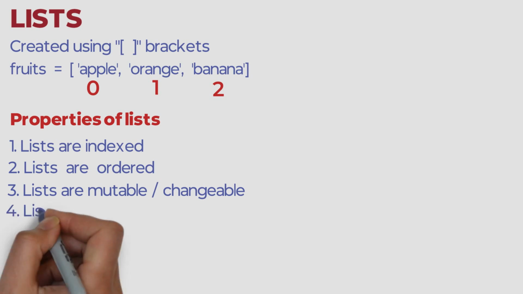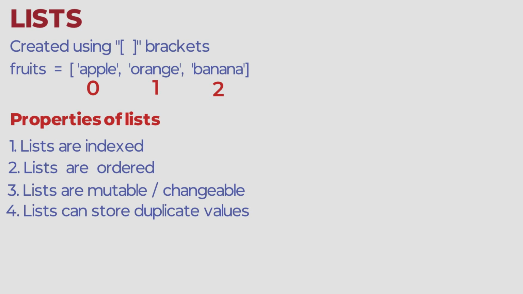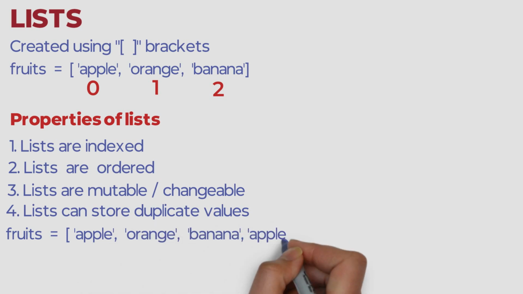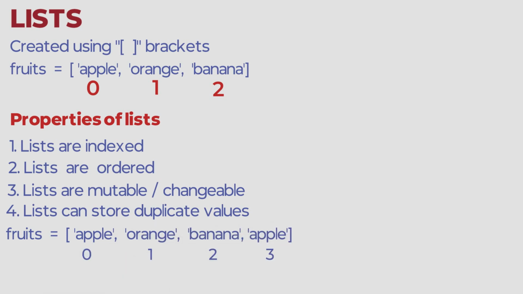Number 4. Lists allow duplicates, meaning that they can have the same value or item stored twice. For example, we could add a new item apple to the list. Now, since each item has a distinct index, they are treated as different values.